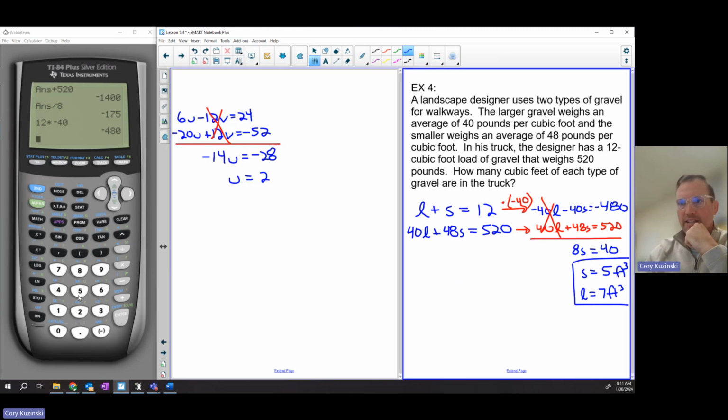And we can check it in the second equation. 40 times the large, 7, plus 48 times the small, 5, and this should be 520 pounds. It is.